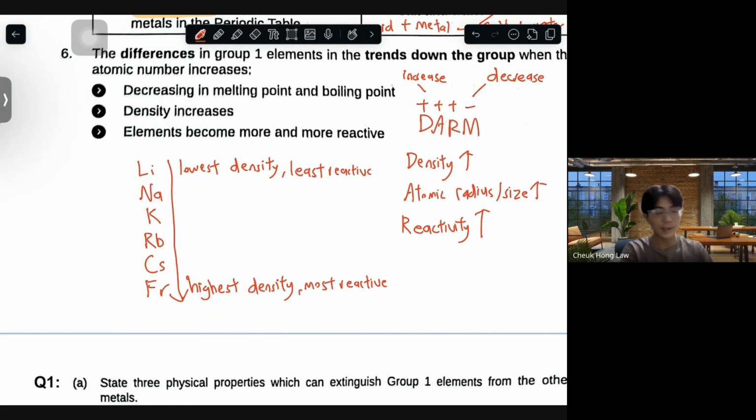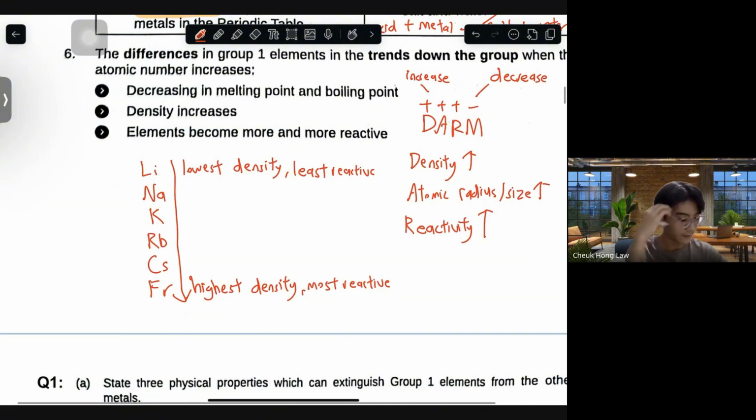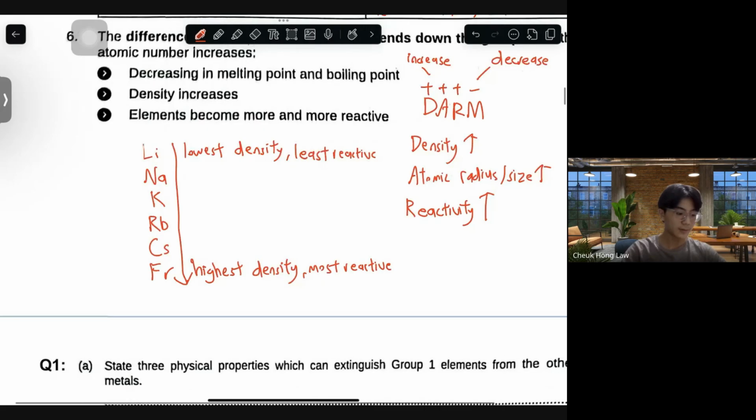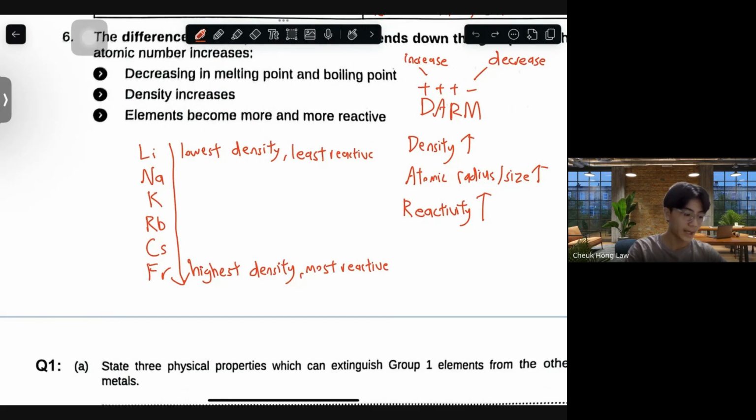That means when you put lithium and water together, the reaction will not be as vigorous as when you put francium and water together. Okay, when you put francium and water together, it will be like a whole explosion. But lithium and water will just be a small violent reaction. Okay, so reactivity increases down the group. Okay, last one, letter M. M is melting and boiling point.